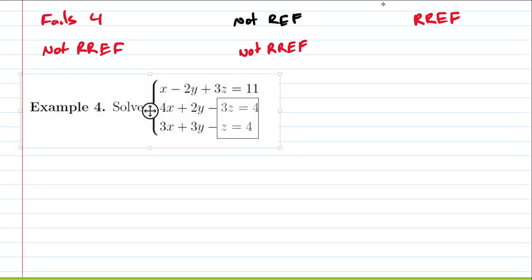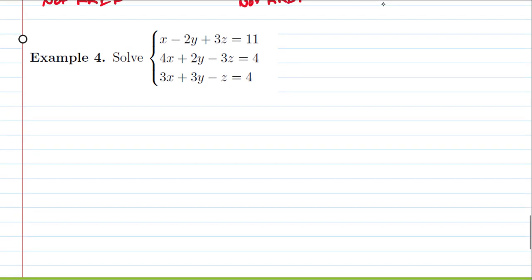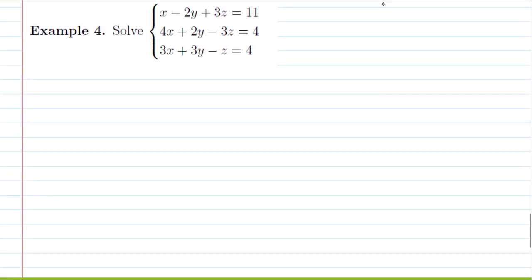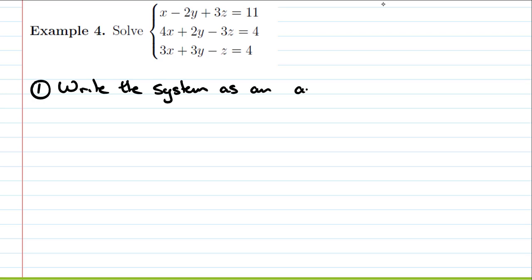So we're going to solve this example, and to do so, we are going to do the following. So let's outline our steps. Step one is we're going to write the system as an augmented matrix.